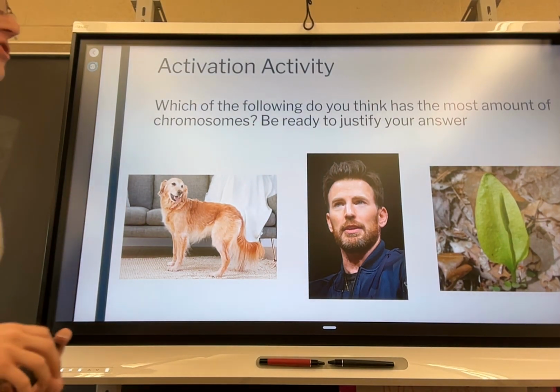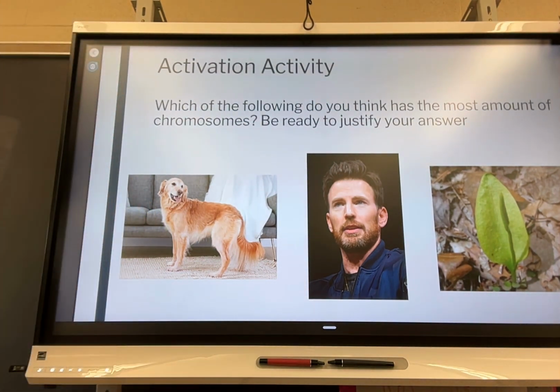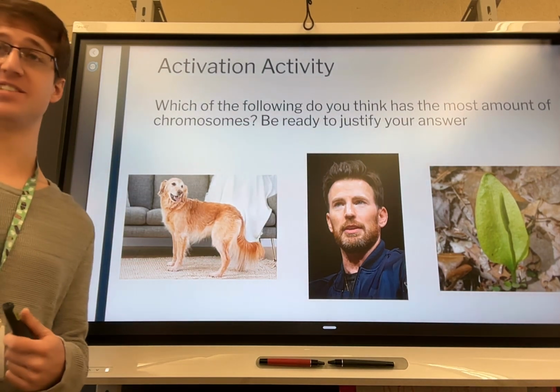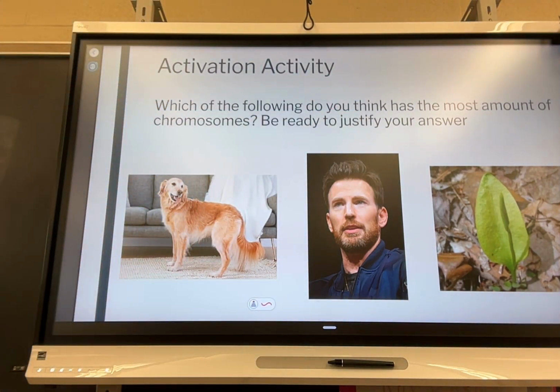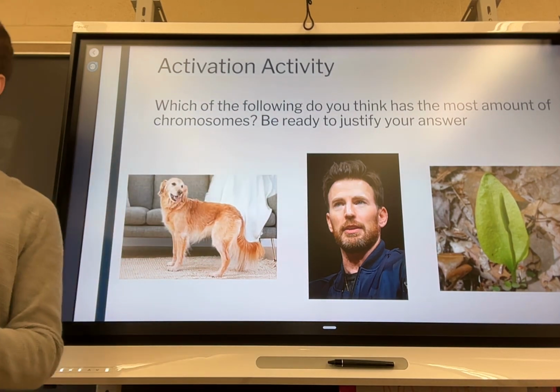And the first thing I want you to do is with your partner, and this is question number 1 for that activating activity. Which of these do you think has the most amount of chromosomes, and be ready to justify your answer? Raise your hands. How many think the dog has the most amount of chromosomes? No one. Okay. How many think that the human has the most amount of chromosomes?